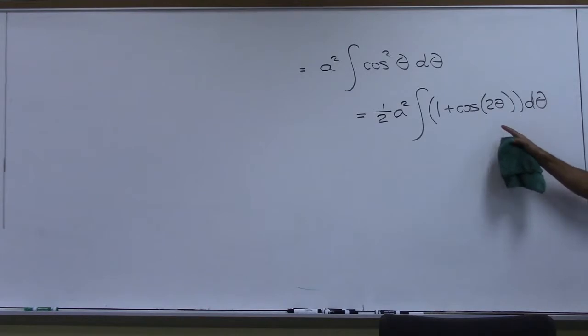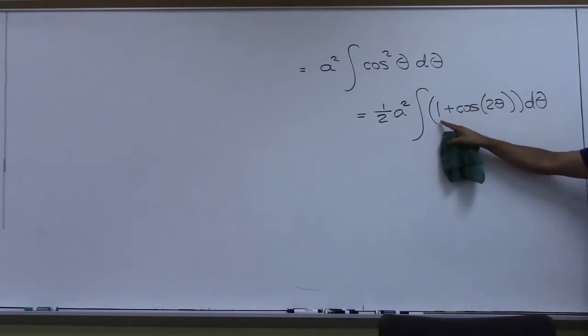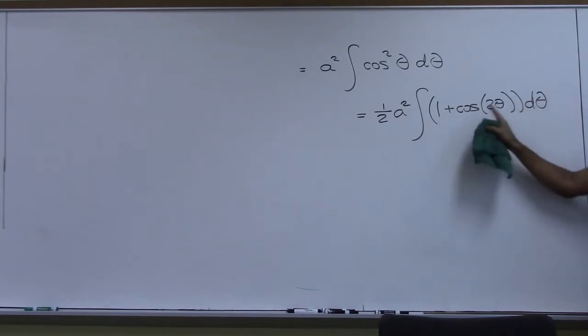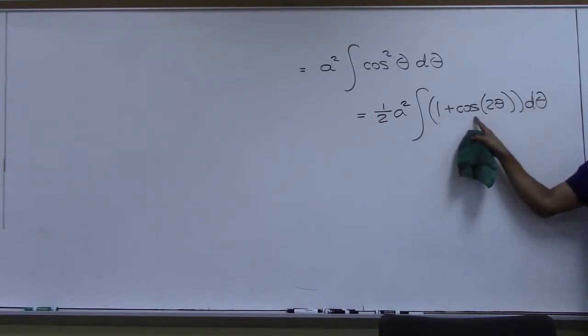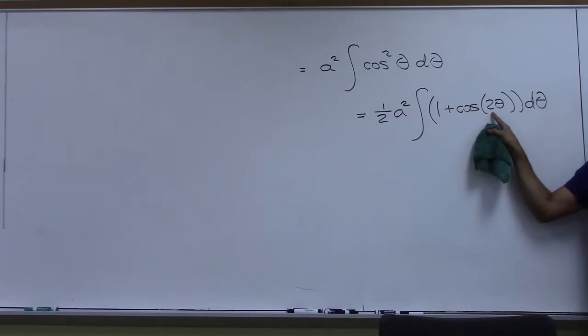All right, so here's where we are. We integrate each one of these, right? The antiderivative of 1 is theta, because theta is a variable. And then the antiderivative of cosine is sine, but we have a number in front, so we have to scale by it. So 1/2 sine 2 theta, yes?